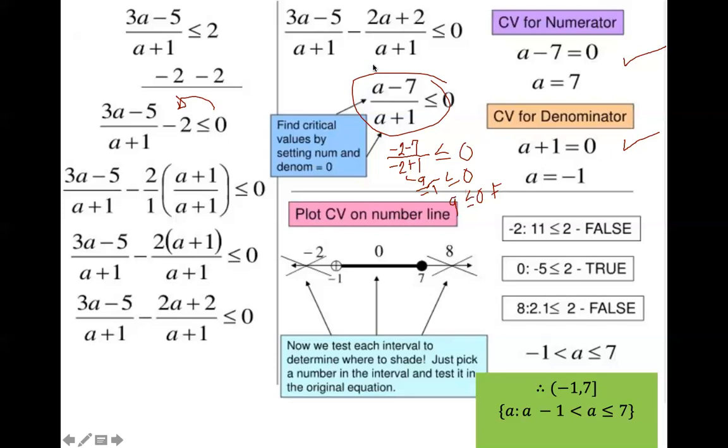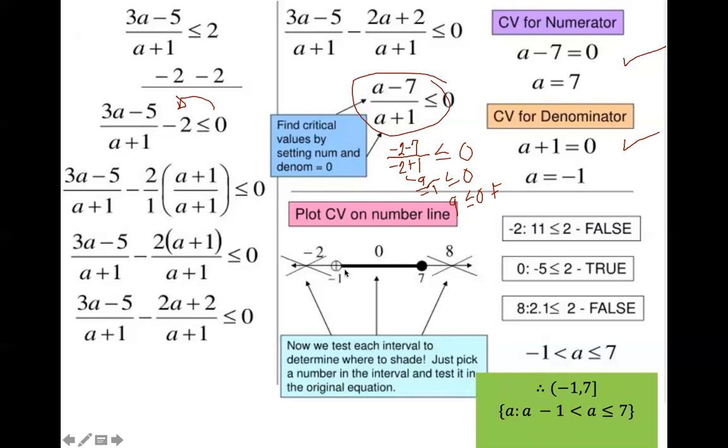Second test point. So we have 0. Again, any test point will do as long as it's in the given interval. So 0, obviously, that is -7. Is -7 less than 0? Yes, it's less than 0. Next test point is 8. 8 minus 7, 1 over, so it's positive. So that's why the solution set is from -1 to 7.